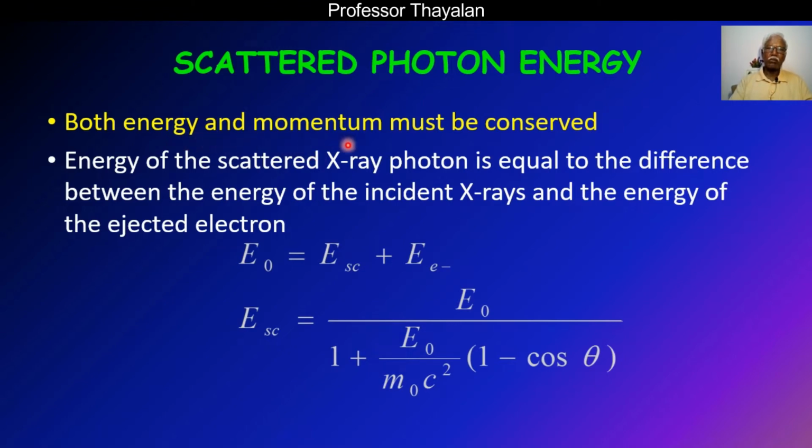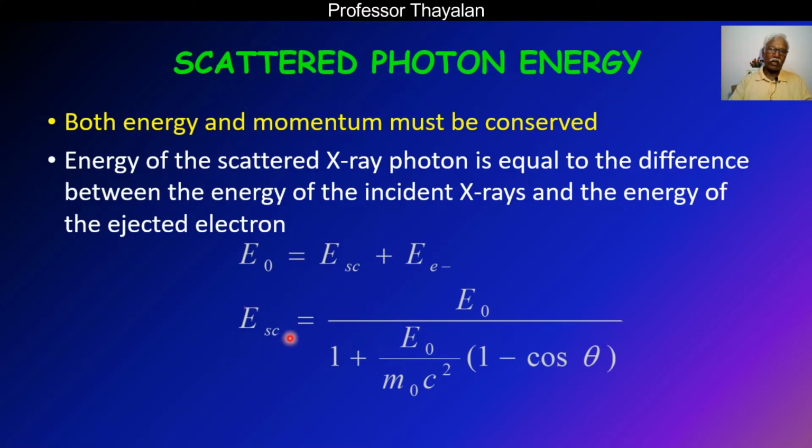Both energy and momentum must be conserved in Compton scatter. The energy of the scattered X-ray photon is equal to the difference between the energy of the incident X-ray and the energy of the ejected electron. For example, if E0 is the incident X-ray photon energy, it is equal to the scattered X-ray photon energy plus the recoil electron energy. The sum of the recoil electron energy and scattered photon energy must be equal to the incident X-ray photon energy, to conserve the energy and momentum.